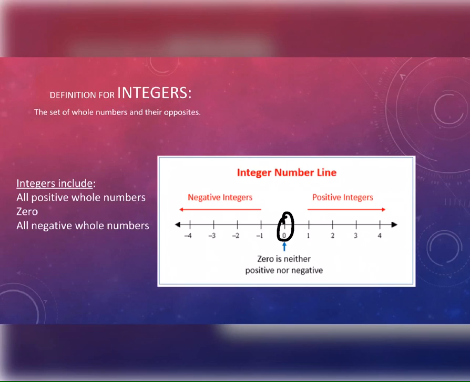0 is the middle, or it's the origin. It's neither a positive nor a negative number. It's just the origin, the beginning. Numbers to the right of 0 are positive integers. That means they are bigger or larger than 0. Numbers to the left of 0 are negative integers, and they are numbers that are smaller than 0.